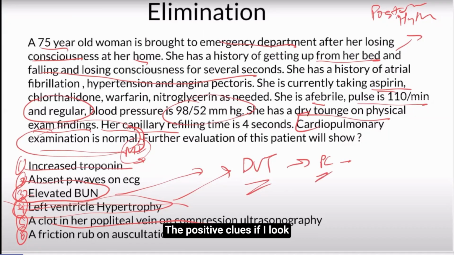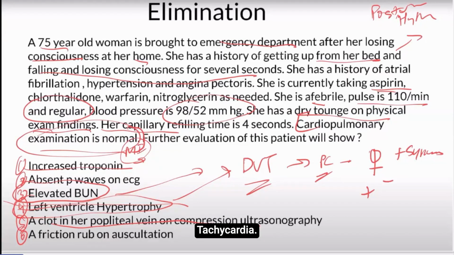The positive clues, if I look at this case now, our number one positive clue for popliteal vein is she's a woman. That's a positive clue. Second positive clue that I'm getting is syncope. Third positive clue that I'm getting here is, what else are you getting? Tachycardia. So maybe that's caused by a PE or something. So there are positive clues. But what are the negative clues here?